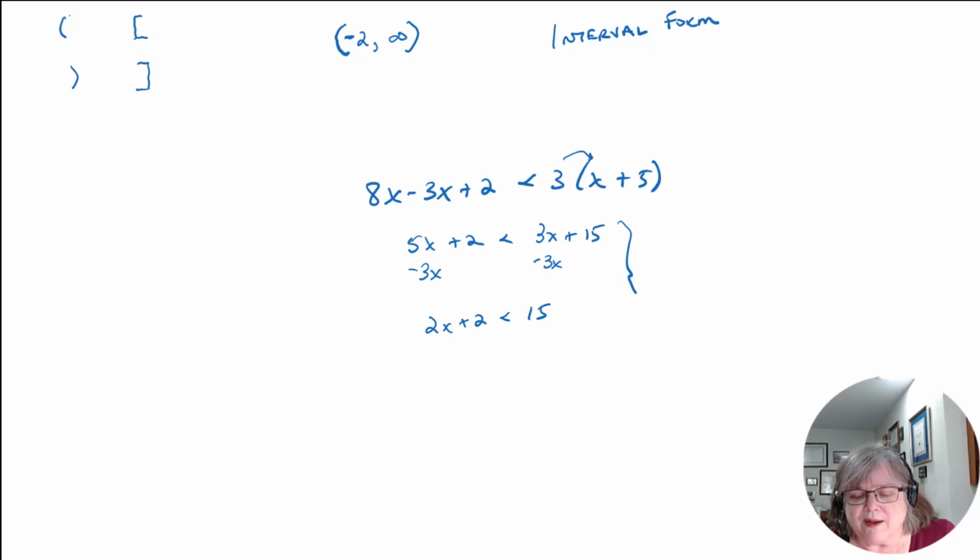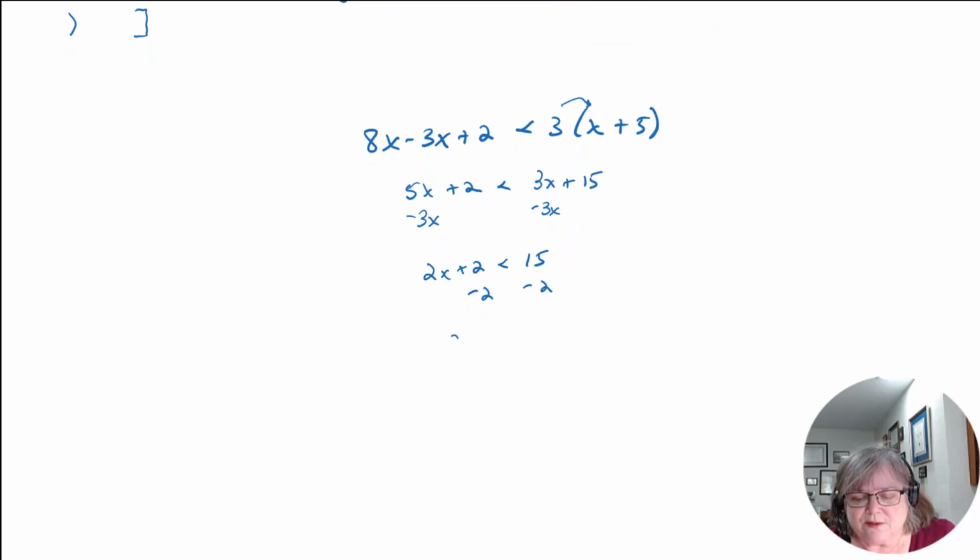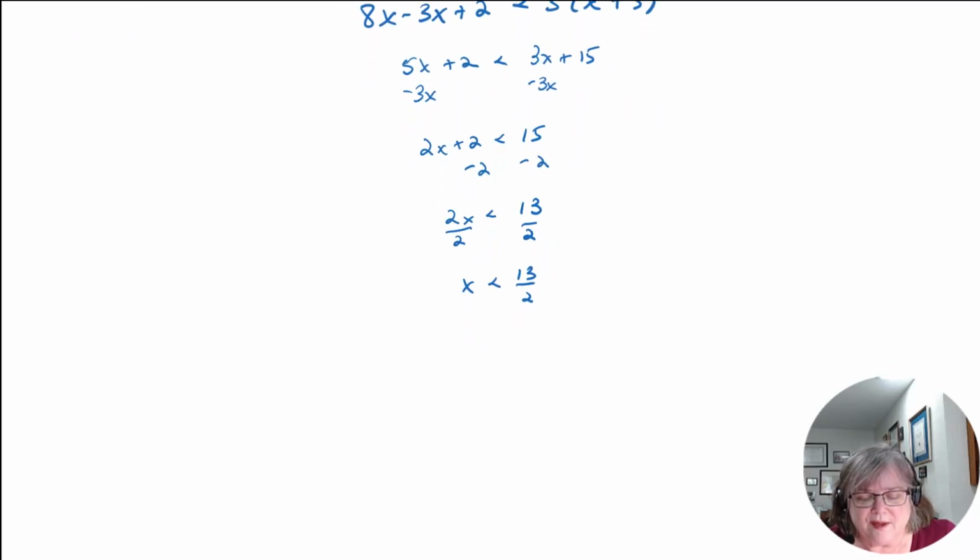Now you can combine these two steps if you want, once you're comfortable with that rule of order of operations, and say, all right, now I want my constants on the other side isolated. So 2x is less than 13. Now I want to know what x is doing, so I'm going to divide. But since I'm dividing by a positive, I do not have to reverse the inequality. So this is x is less than 13 halves.